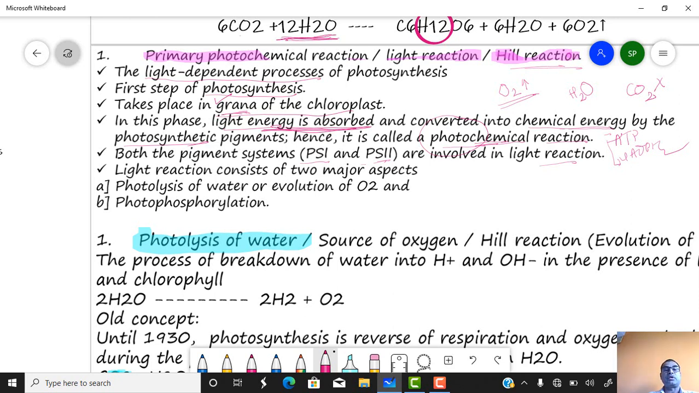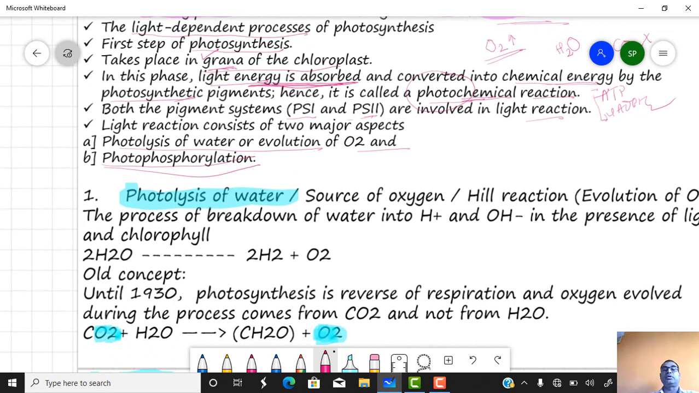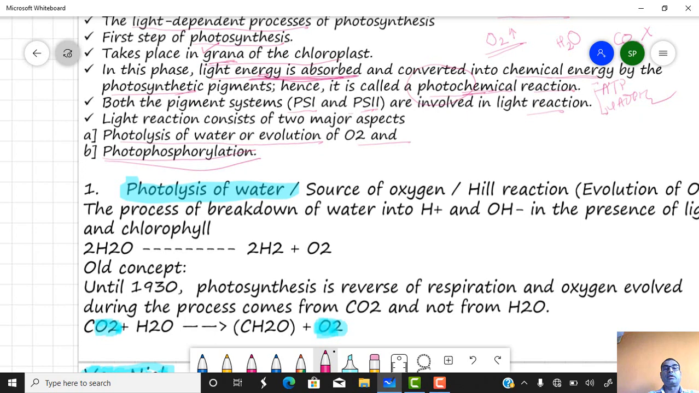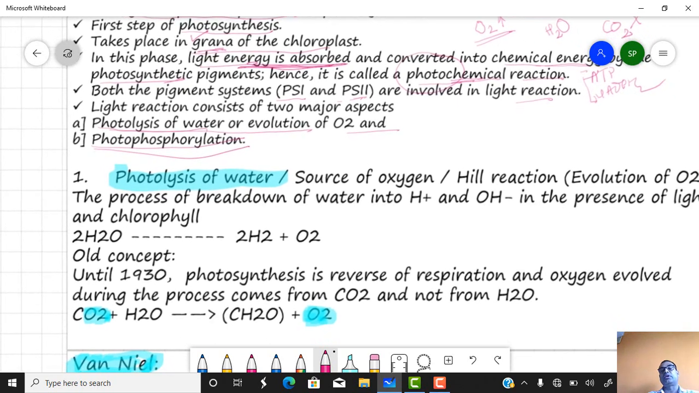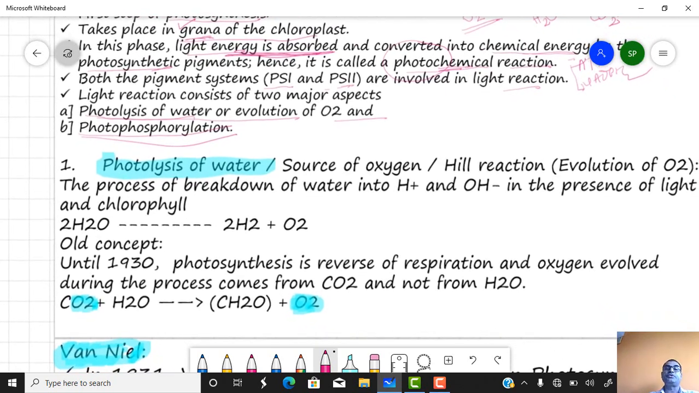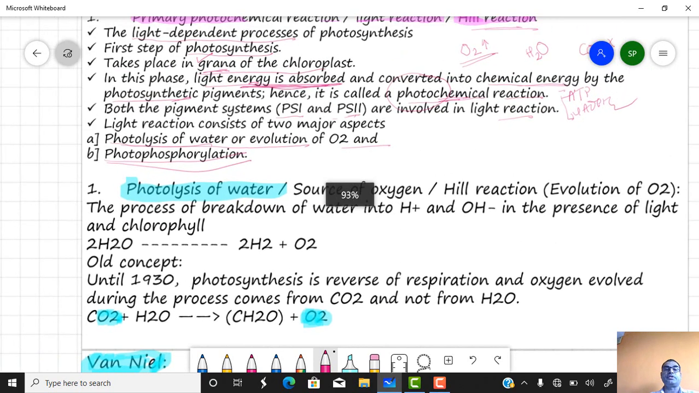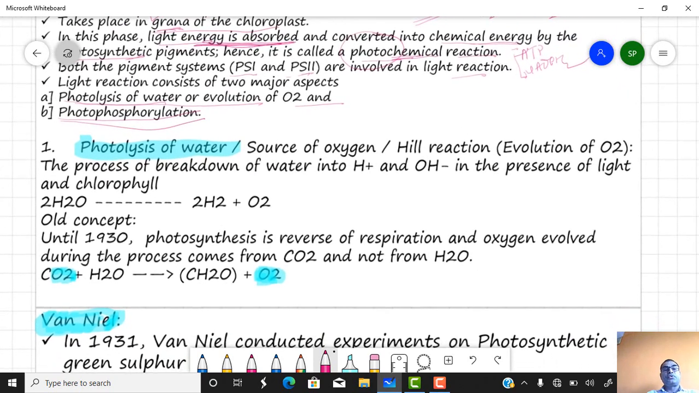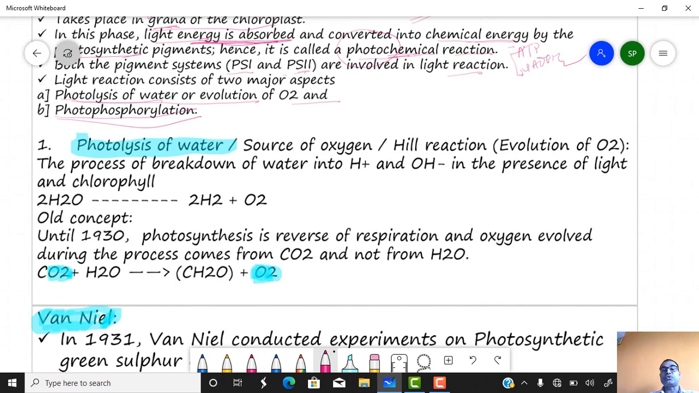The first part is called photolysis of water or evolution of oxygen, while the other part is called photophosphorylation. Today we will deal only with the Hill reaction, the photolysis of water, or how O2 is evolved in the process of photosynthesis. So photolysis of water or source of oxygen, which is called the Hill reaction, is generally considered the evolution of oxygen.